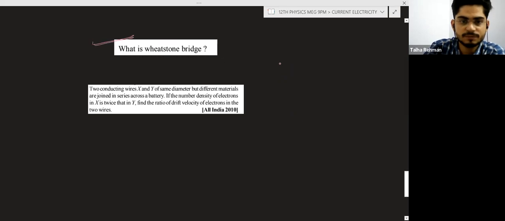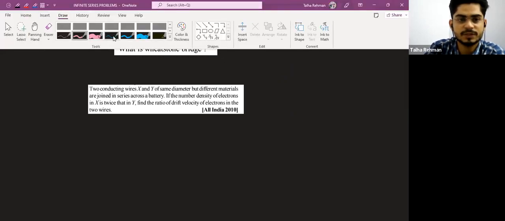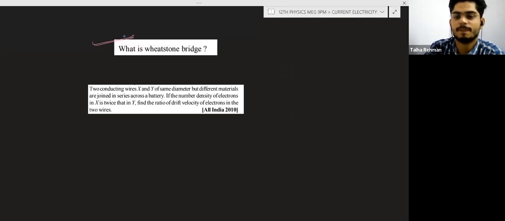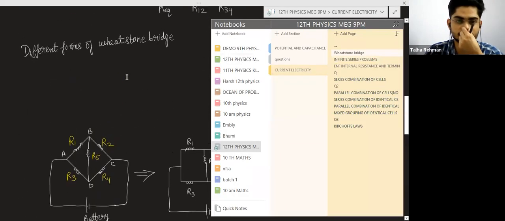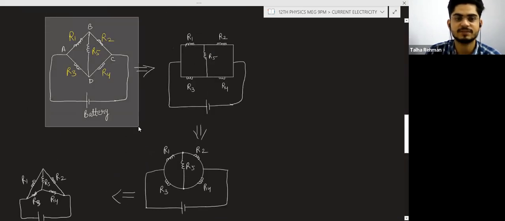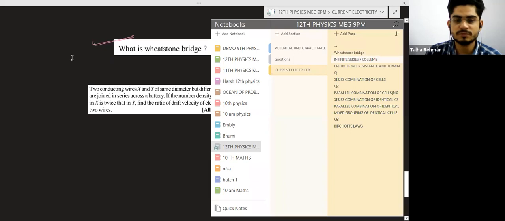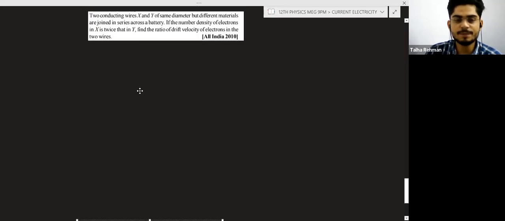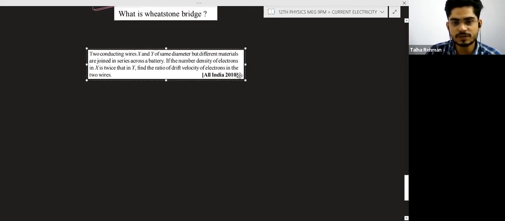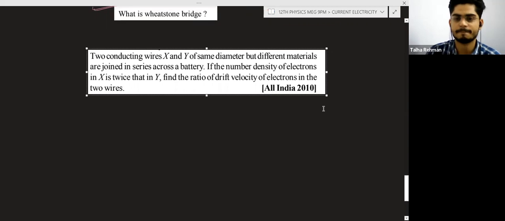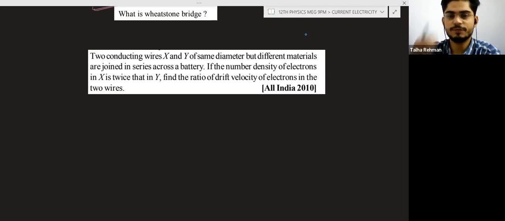So this question you can solve. Wheatstone bridge. We have already discussed what is Wheatstone bridge. If someone is asking what is Wheatstone bridge, a Wheatstone bridge is a combination of five resistances like this. So this is the Wheatstone bridge. This question we have to solve, and this question appeared in CBSE 2010. See how we will solve this. First and foremost thing for solving any question, read the question properly.